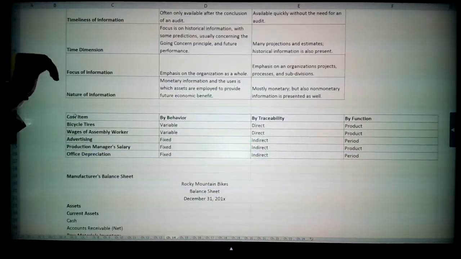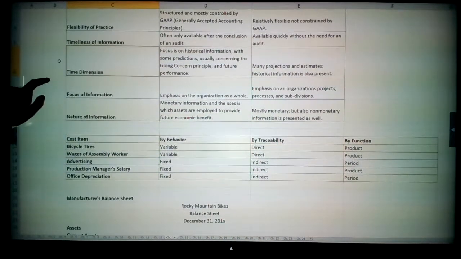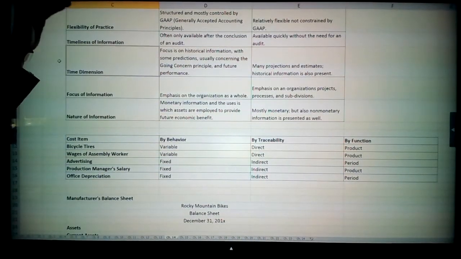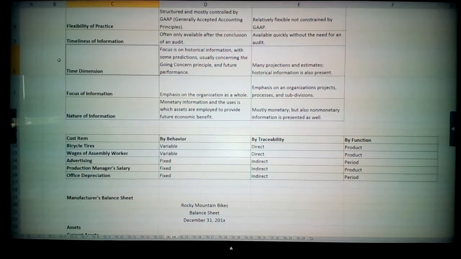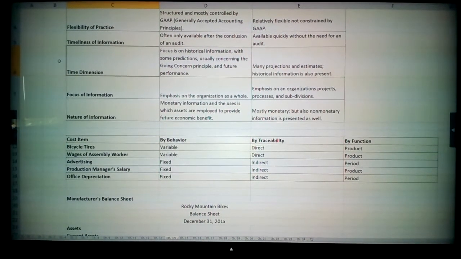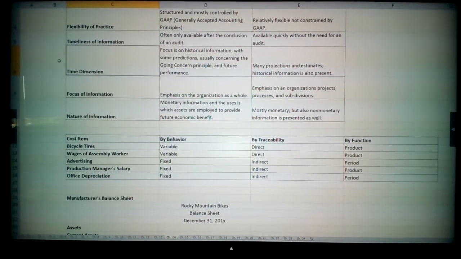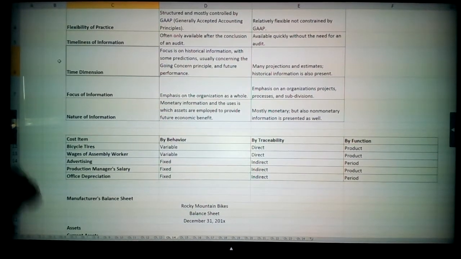Flexibility of practice. So financial accounting is controlled by GAAP. They're told what they have to say about what, where it goes, how it needs to be presented, what the information is that goes in there. Very controlled so that all these different external users can interpret it.